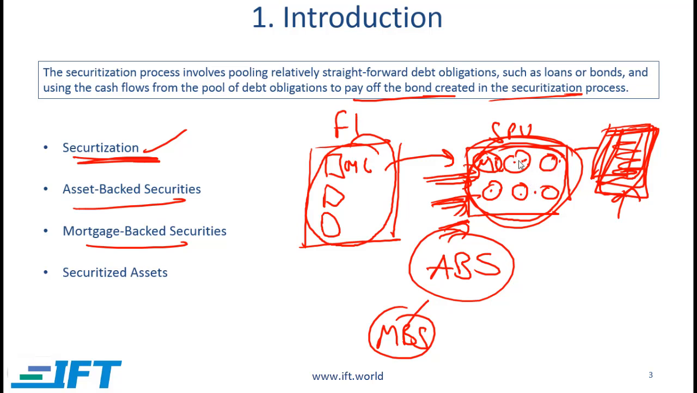Since this is such a large market or such a large segment of asset-backed securities, often we talk about mortgage-backed securities as a separate class altogether. But at least conceptually, they are also a type of an asset-backed security. And the final term that we'll discuss on this slide is securitized assets. These particular assets that are used as collateral for the asset-backed security are referred to as securitized assets.